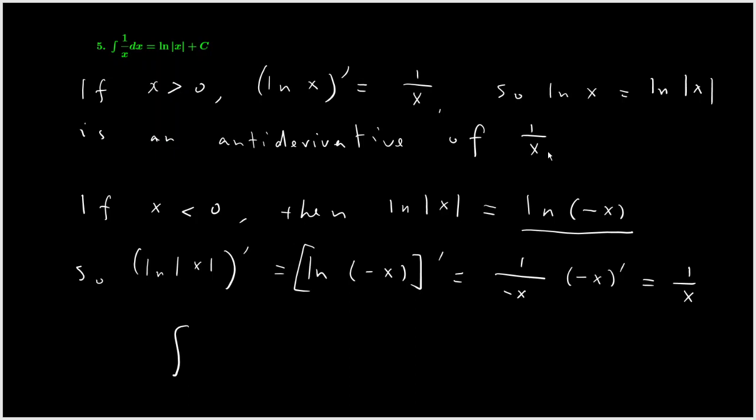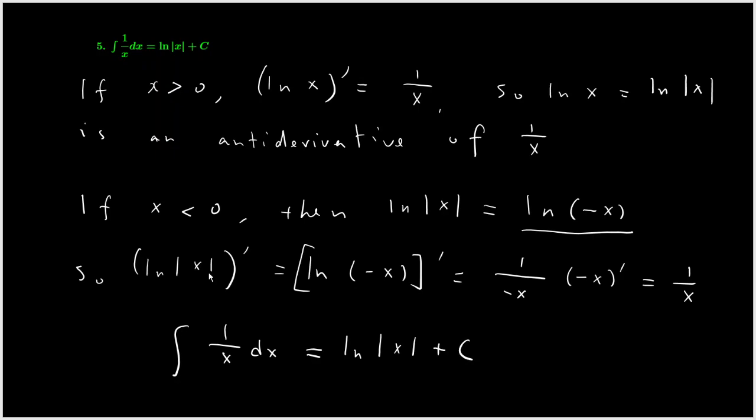To get the indefinite integral of 1 over x times dx, all we need is to get an antiderivative. In both cases, the antiderivative can be represented in terms of natural log of the absolute value of x, right? And then plus c.